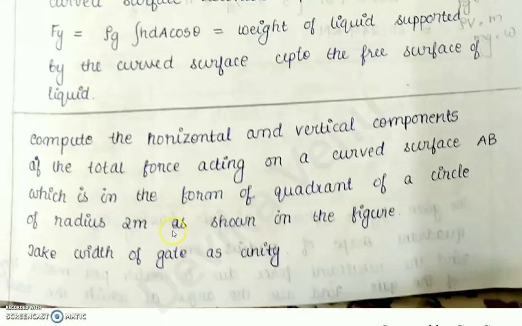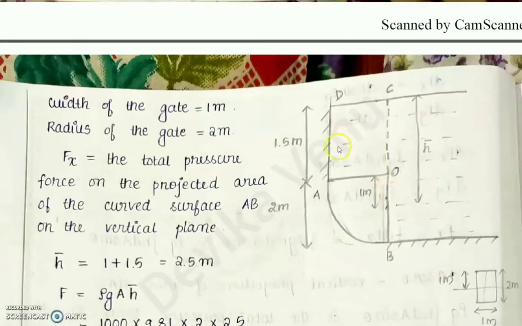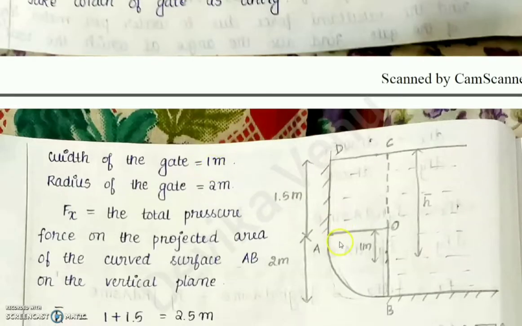We'll see one example. Compute the horizontal and vertical components of the total force acting on a curved surface AB, which is in the form of a quadrant of a circle of radius 2 meters, as shown in the figure. Take the width of the gate as unity. The figure is already given. Here the width of the gate is given as 1 meter and the radius of the gate as 2 meters, so you mark the radius as 2 meters.